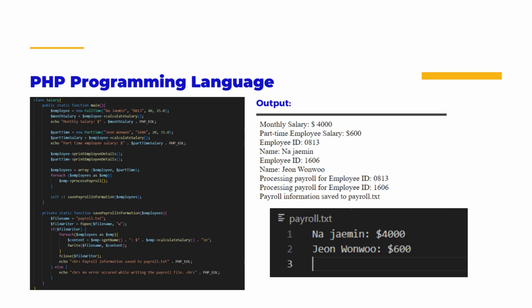It contains the static main method that serves as the entry point of the program. Inside the main method, two employees are created: a full-time employee named Jamie and a part-time employee named Jane Woonwood. The salary for each employee is calculated using the calculate salary method, and the results are displayed using echo.